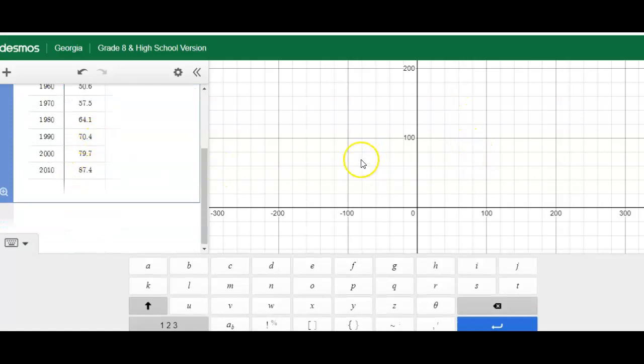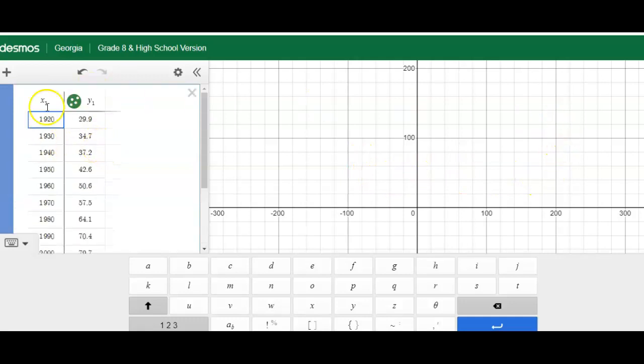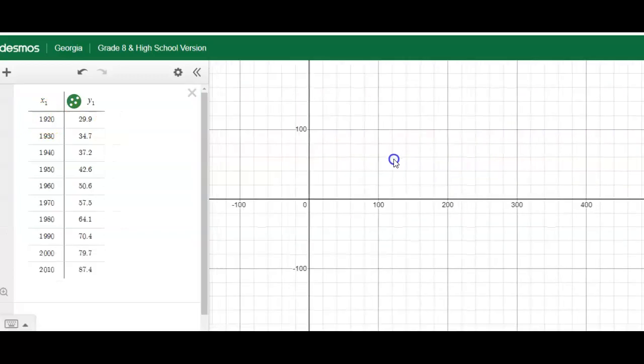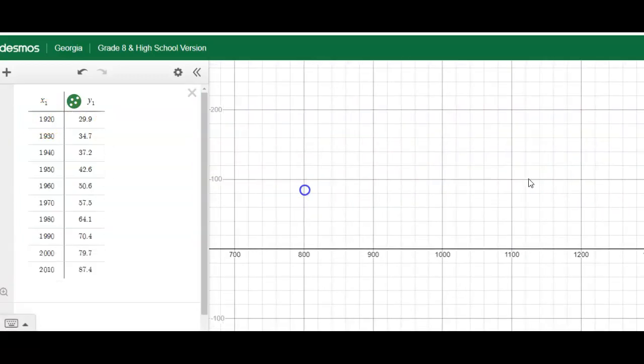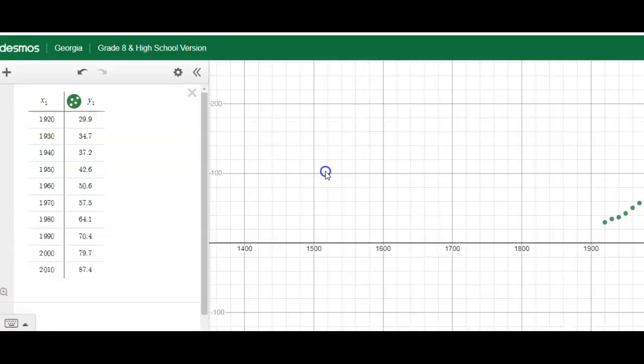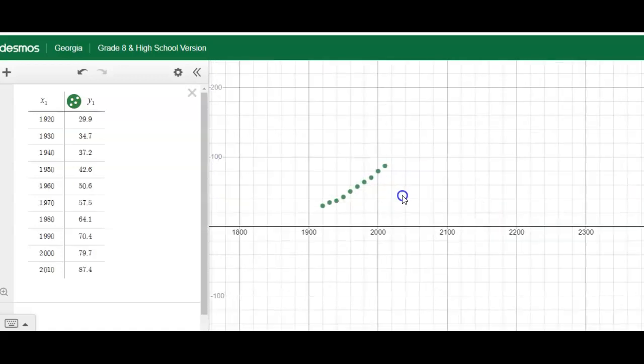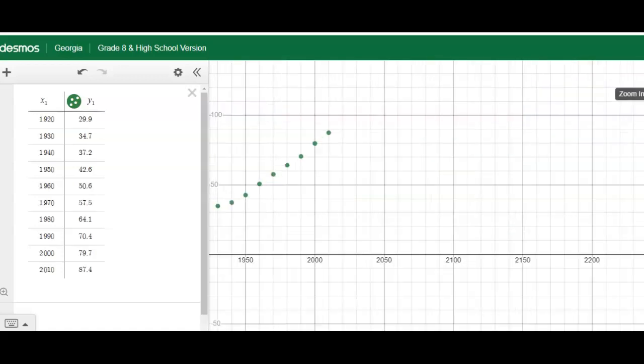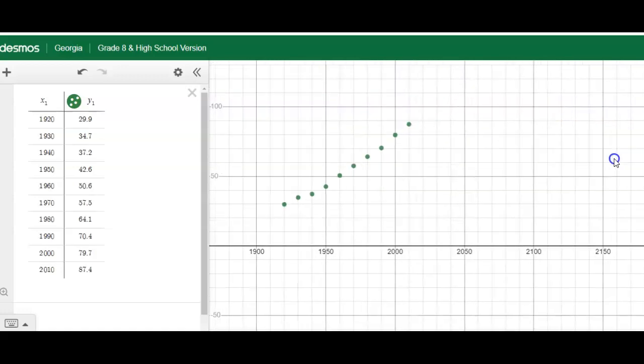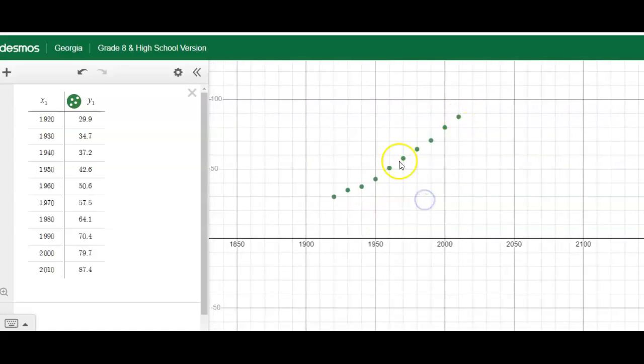And then I already typed all of these in just to save us some time. But you might look over here on the graph and say, well, I don't see anything on my graph. That's because our x values start at 1,920. So we're going to have to move it or zoom out. You can kind of just grab your graph. Okay, see now there is my data. And you can zoom in or zoom out however you want. But there's my scatter plot.